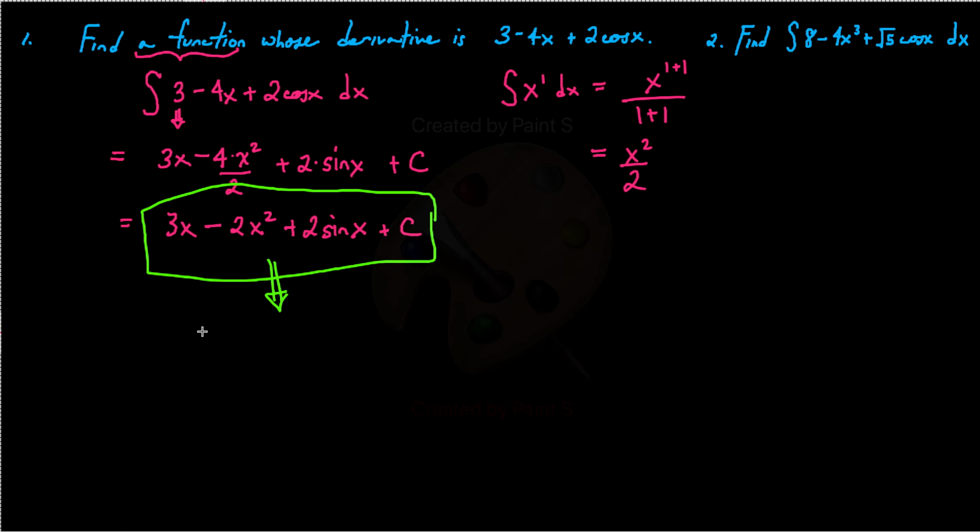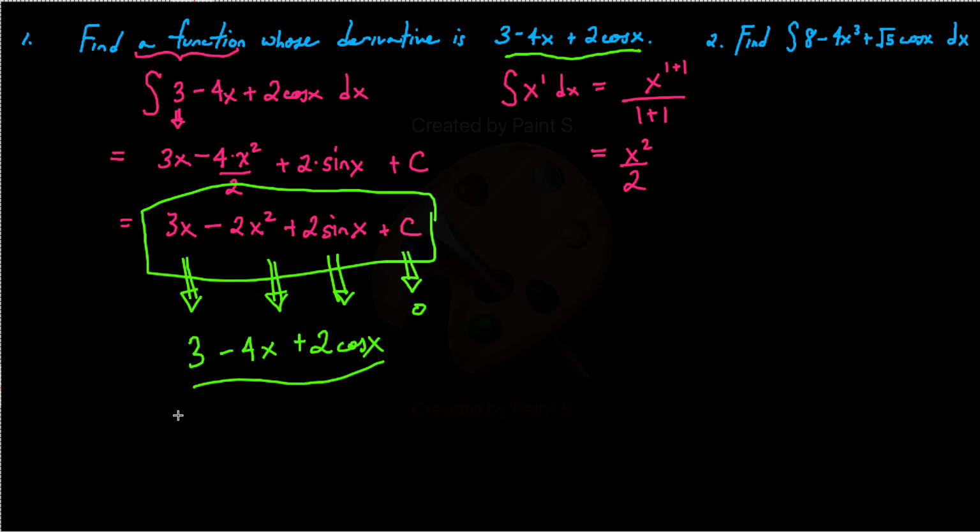And you can check. What's the derivative of 3x? Just 3. What's the derivative of negative 2x squared? You bring down the 2, and you get negative 4, and the exponent goes down by 1 to x to the first. And then the derivative of 2 sine x is 2 times the derivative of sine, which is cosine. And then the derivative of a constant is 0. And now we should see that this is the derivative of this function. Yeah, I got back the same thing. And that's the idea behind anti-differentiation.